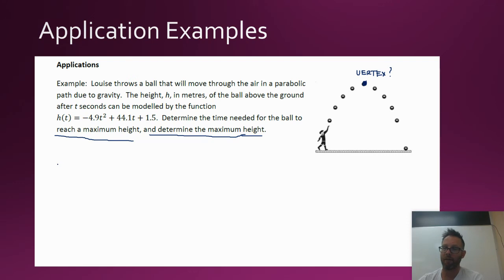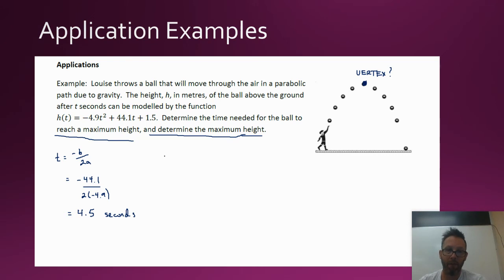And let's use our axis of symmetry method. So I'll use t for the time of maximum height. Negative b over 2a. So that's negative 44.1 over 2 times negative 4.9. Now, I believe I cooked this up to give a nice round number. So let's double check. So negative 44.1 divided by negative 9.8. Yeah, it works out to 4.5. So it's 4.5 seconds until it reaches a maximum height.